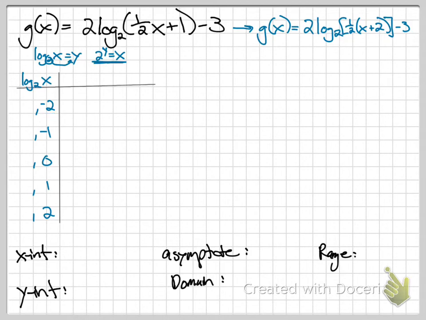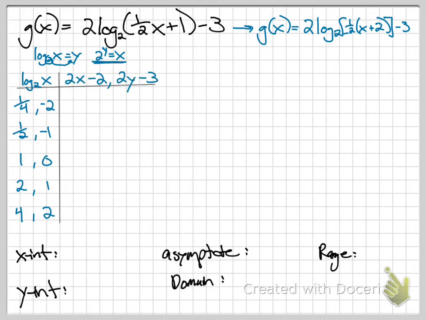2 to the -2 is 1/4. 2 to the -1 is 1/2. Anything to the zero is 1, then 2, and 4. See if you can figure out what you're going to do to get your new x and y points. What's the equation that I'm going to write up here? Pause the video and see.